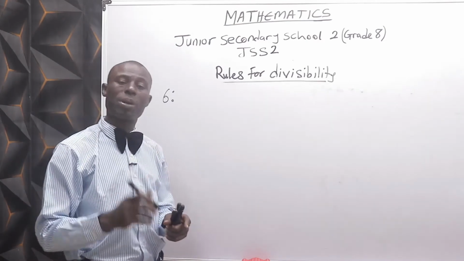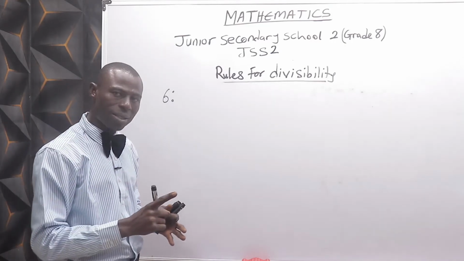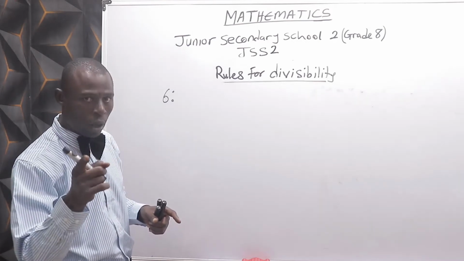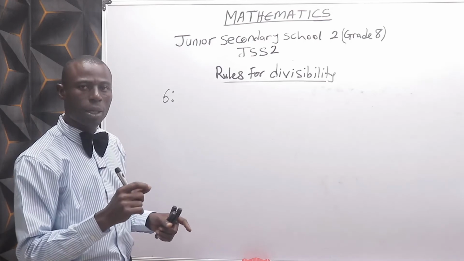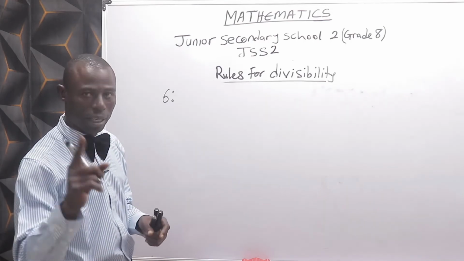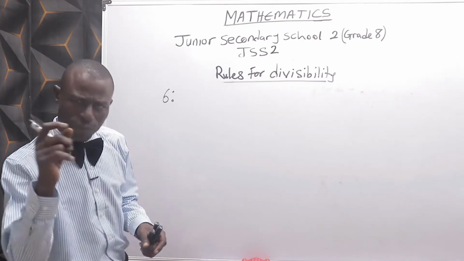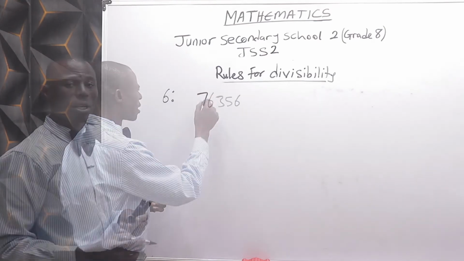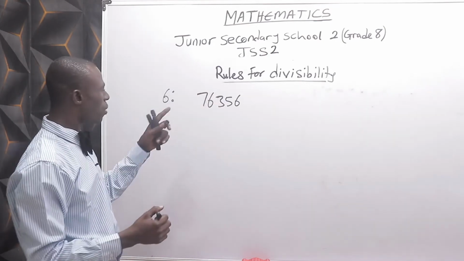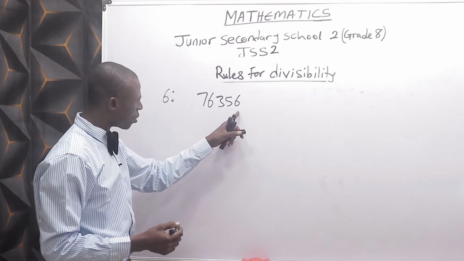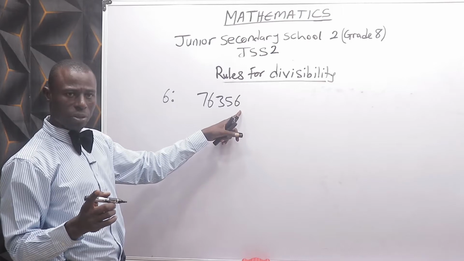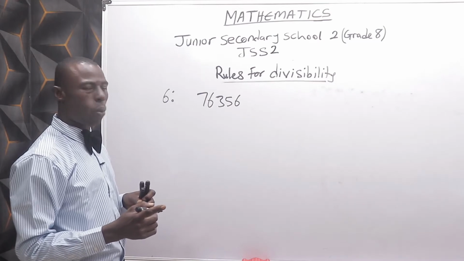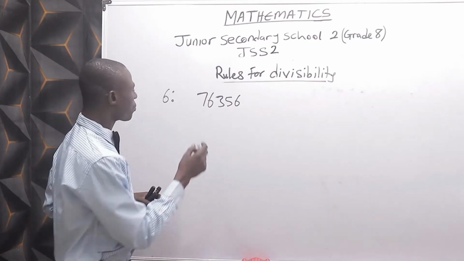That is, if a number is going to be exactly divisible by 6, number 1, the last digit of that number must be even. And number 2, the sum of the digits of the number must be exactly divisible by 3. So what number fits to carry that characteristic? Let's test 76356 as a very good example. See, the last digit of this number is even, as you can see. Let's test the addition of the digits, whether it will be exactly divisible by 3.